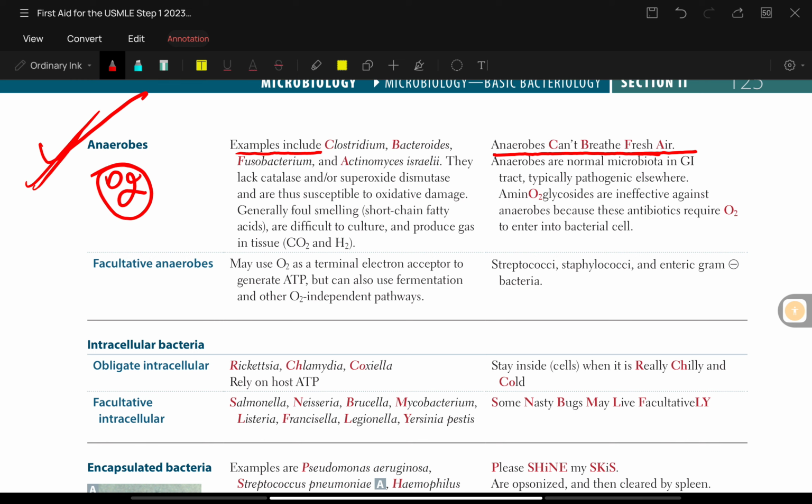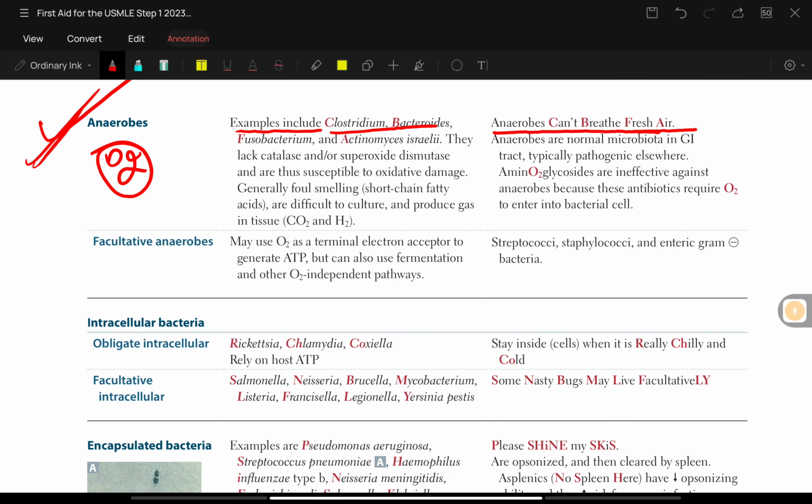Examples include Bacteroides, Clostridium, Fusobacterium, and Actinomyces israelii. They lack catalase and superoxide dismutase, and are thus susceptible to oxidative damage.